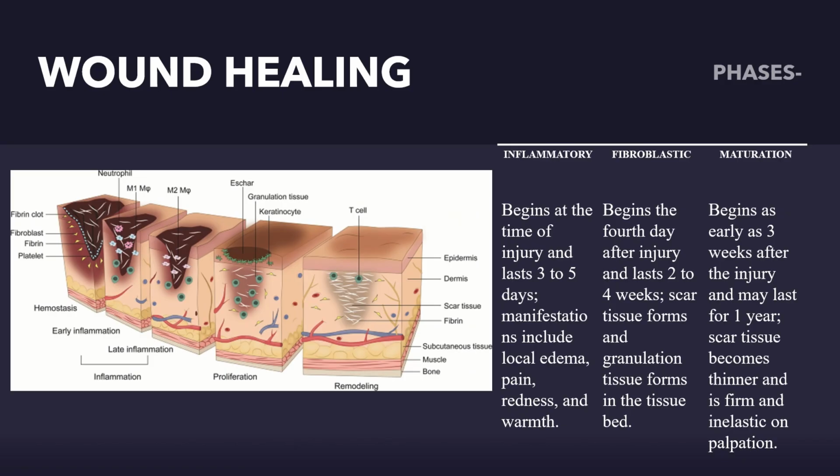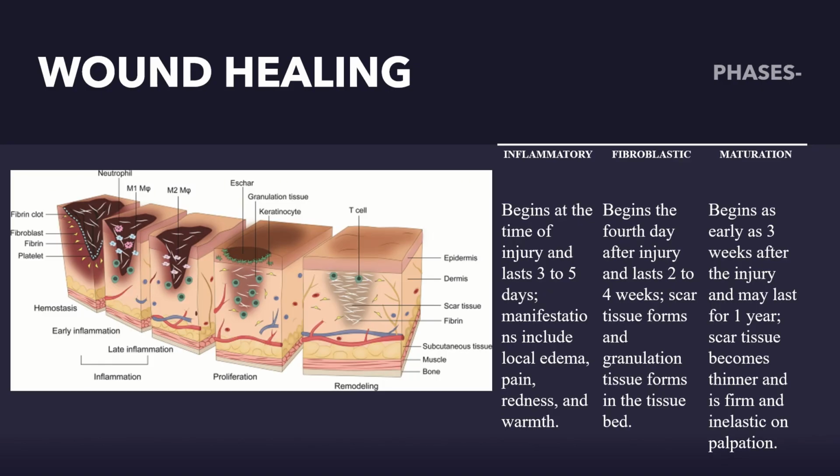So the symptoms which we can see after getting an injury on our skin within the first 5 days are local edema, pain, redness, and warmth at the area of the injury. After that, we can see the phase called the fibroblastic phase, which occurs after the inflammatory phase. It begins from the 4th or 5th day after the injury and lasts for 2 to 4 weeks.